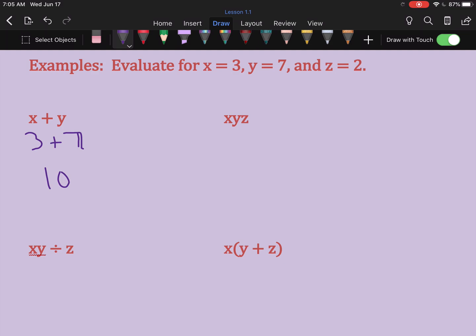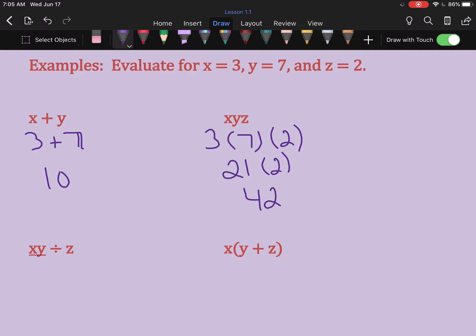Next up, we have xyz, which is all multiplication. So it'd be 3 times 7 times 2. Remember, we do not use an x to show multiplication anymore because x is a letter, so I'm going to use parentheses to show my multiplication. In here, it doesn't matter what order you do this in. Multiplication is, as I hope you remember, commutative, meaning you can do it in any order. I'm going to go ahead and just do this as it appears, though. 3 times 7 is 21. 21 times 2 is 42.